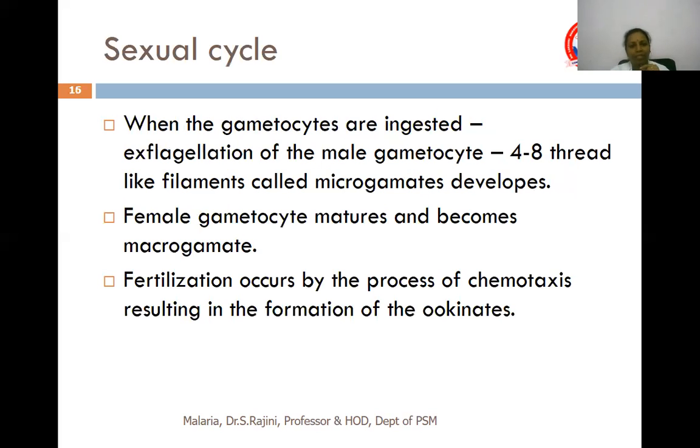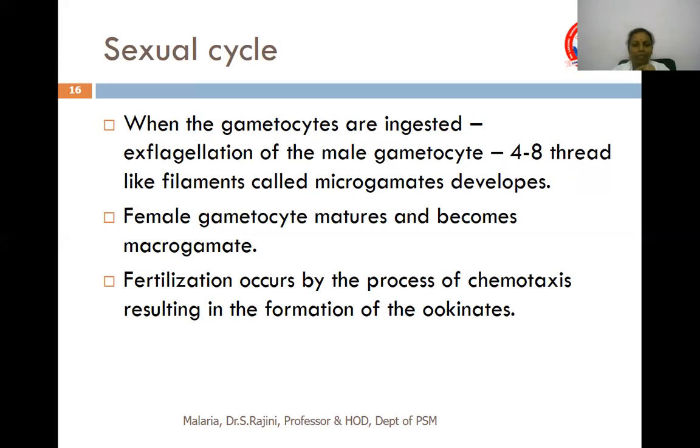When the gametocytes are ingested by the mosquito, so when a normal mosquito bites a person who is infected, the gametocyte is ingested by the mosquito. After that, the exflagellation of the male gametocyte occurs, where 4 to 8 thread-like filaments called microgametes develop. So the exflagellation occurs and it develops into the microgametes.